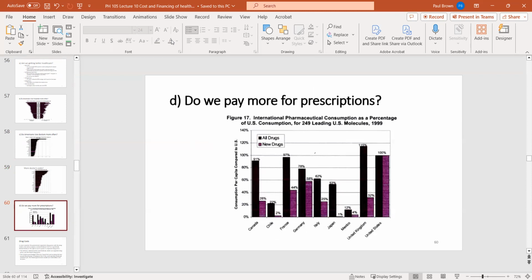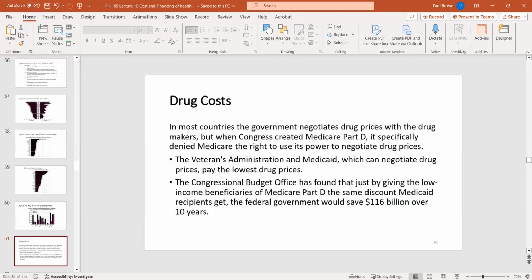How about, do we pay more for prescriptions for drugs? And there the answer is ding, ding, ding. Yes, we definitely pay more for prescriptions. And so when we talk about drugs starting on Thursday, hopefully you'll see why it is that we pay more for prescription drugs. But the short answer is this: yeah, we pay more for prescription drugs.